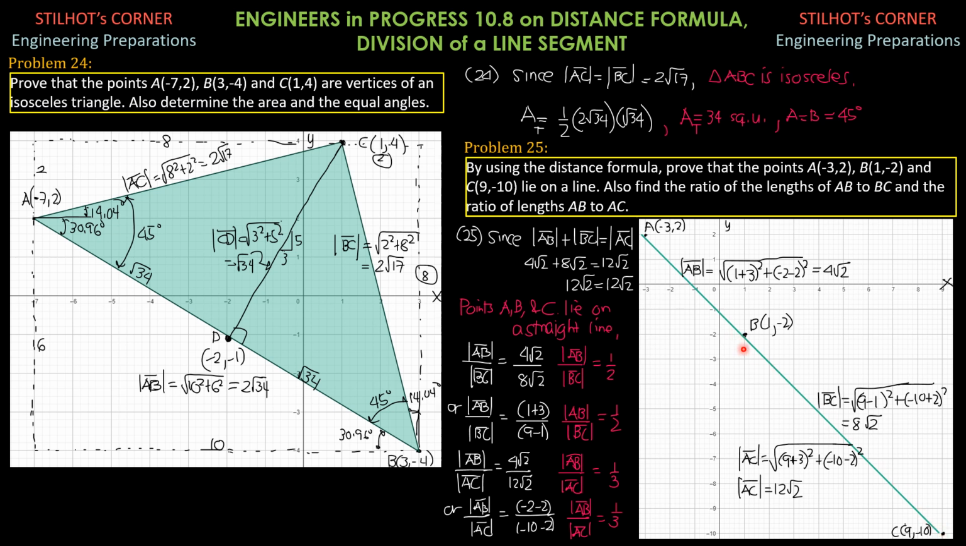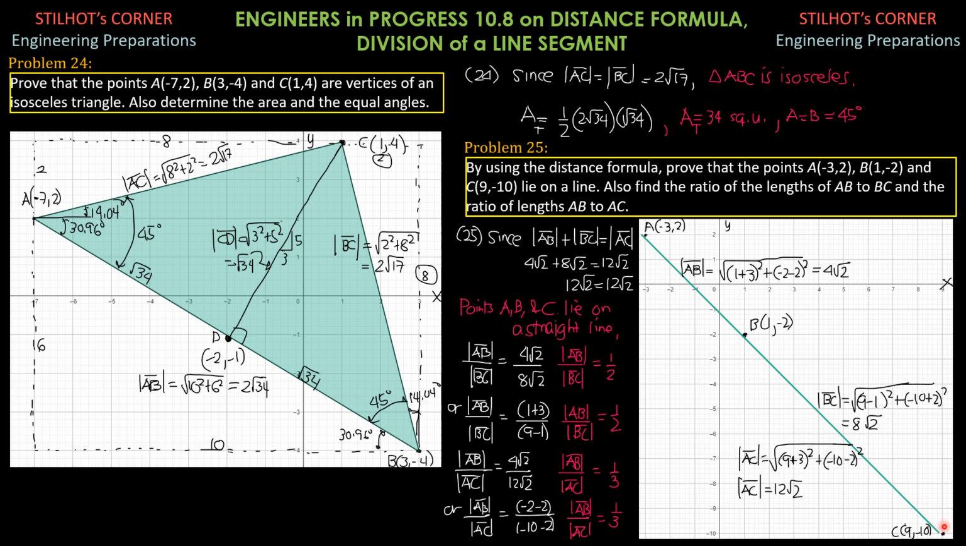Likewise, BC is equal to the square root of right x 9 minus left x 1, so quantity 9 minus 1 squared, plus lower y negative 10 minus upper y negative 2, so negative 10 plus 2 quantity squared. So 8 squared plus 8 squared. Therefore, BC is 8 square root of 2.